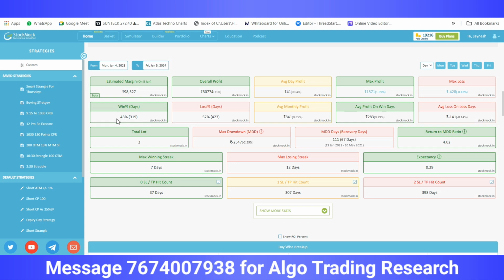Win percentage means how many profitable days. Loss percentage means how many loss making days. Average monthly profit is the average profit that you make in an entire month. Average profit on win days, average loss on loss days. So these are the basic stats. And maximum drawdown that I talked about is the maximum series of losses that can occur, and that is 2.5% here.